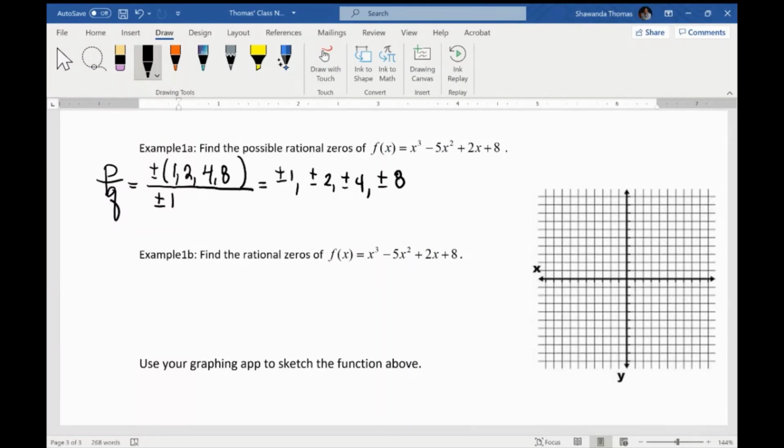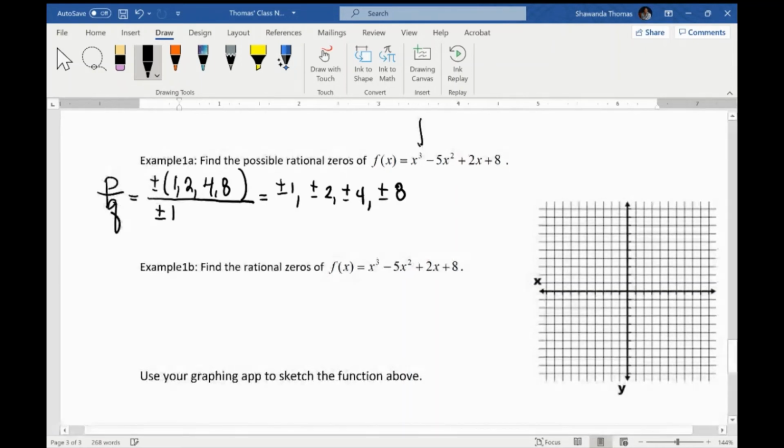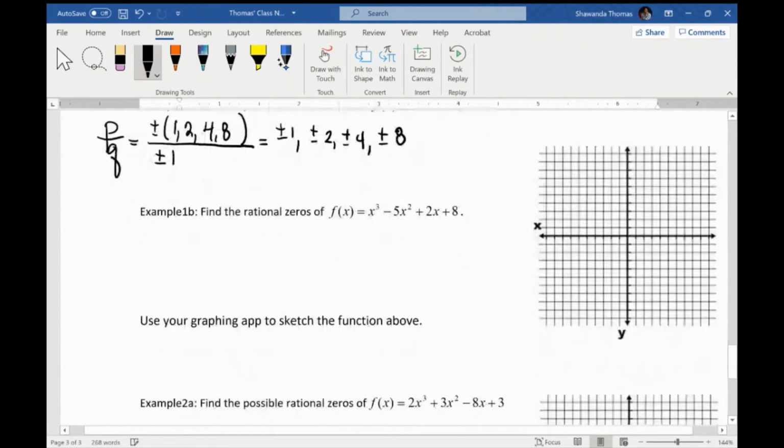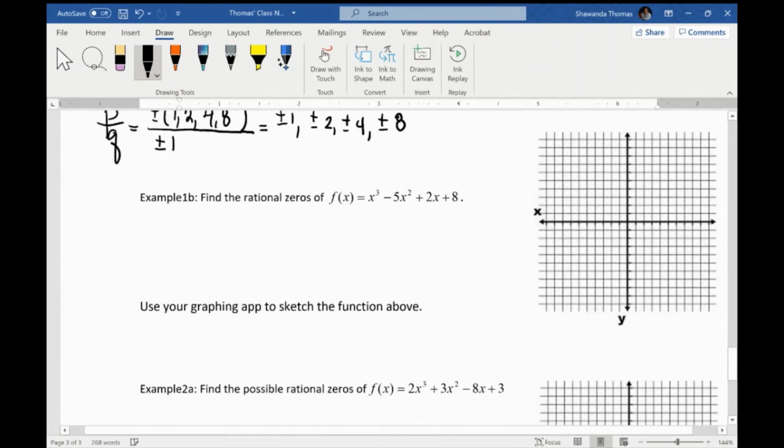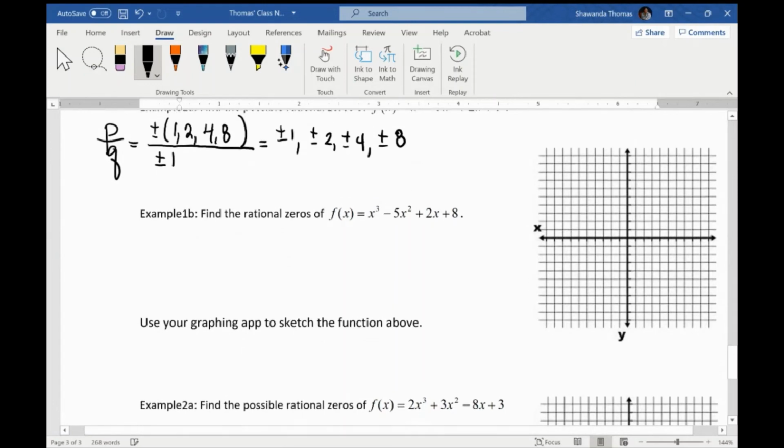How many zeros are there actually, though? 3, because the degree is 3. Very good. Let's find those actual rational zeros. What would you do for the next part? Find the rational zeros. What would you do now that you know what you know? Synthetic division.